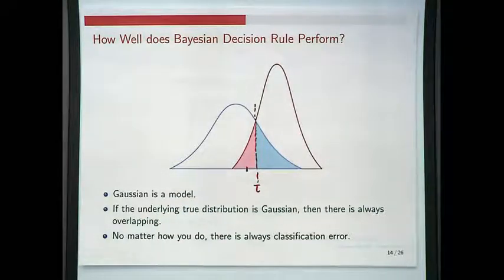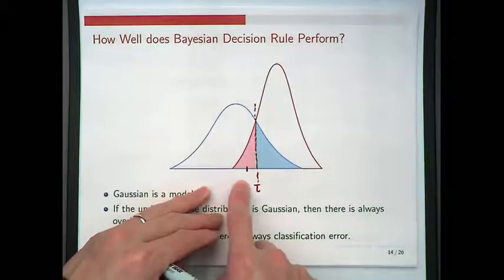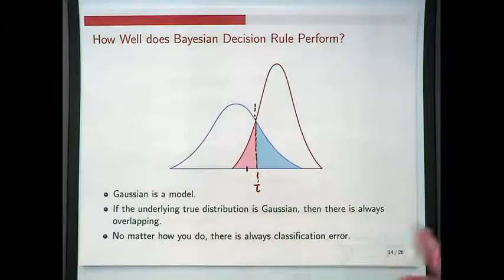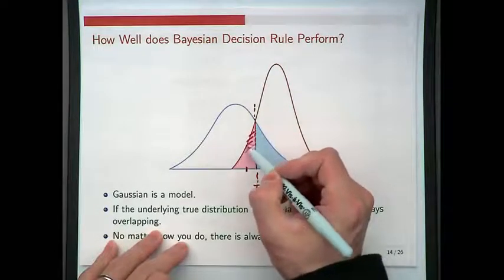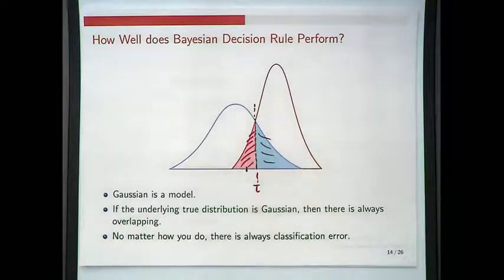Although I'm declaring that this point, according to my rule, belongs to the blue, it can happen that it actually comes from the red. So there is always an intrinsic amount of error. The underlying areas, the pink areas and also the blue areas, define their probability of error.